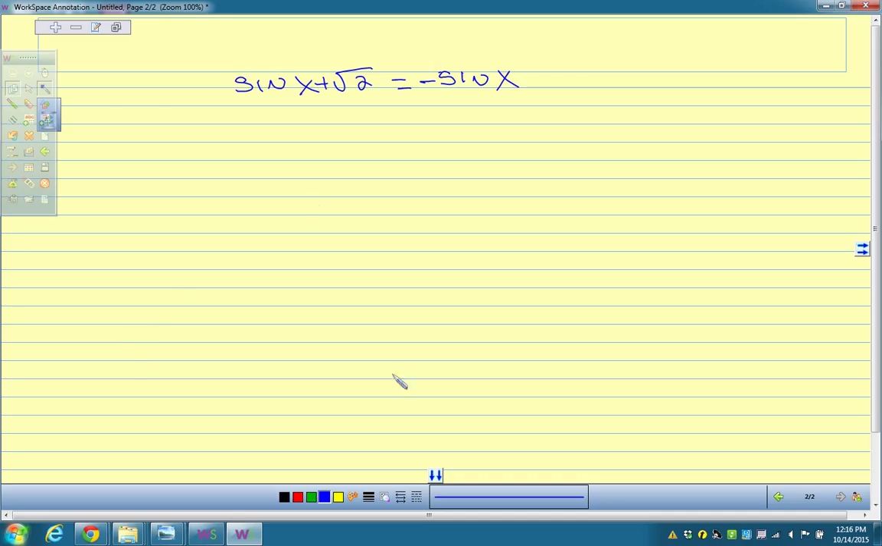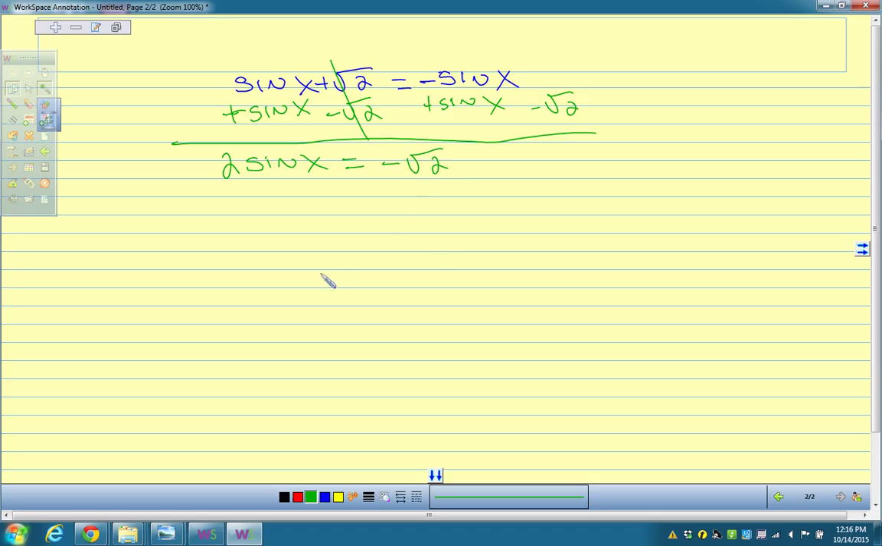Add sine of x to both sides. So I'm going to add sine of x here, and at the same time I'm going to subtract root of 2. Then what I have is 2 sine of x, and this goes away, equals negative root of 2.